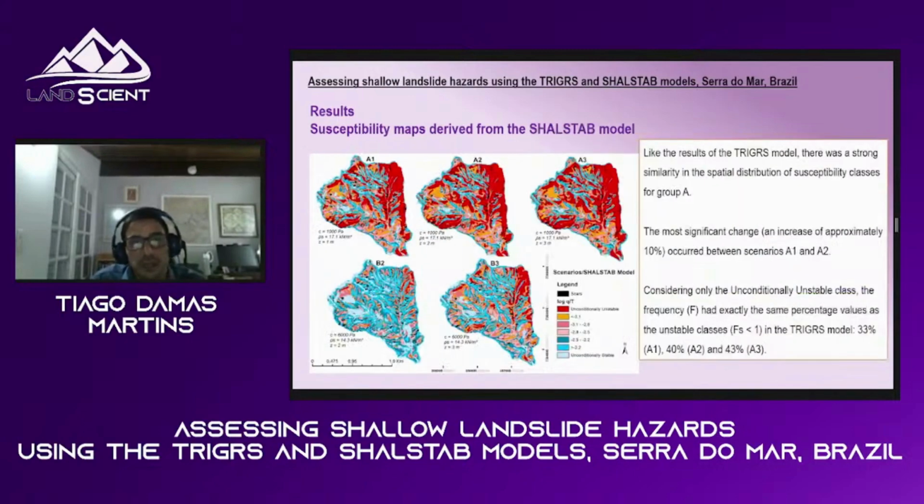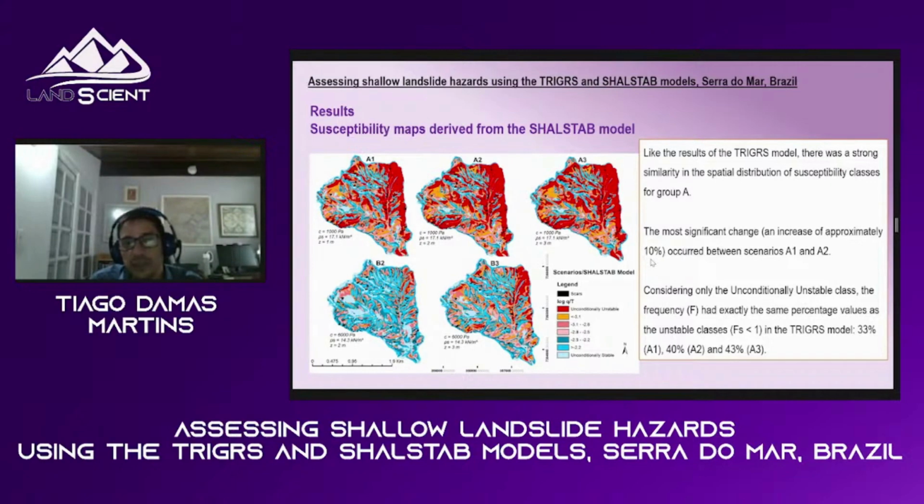So in SHALSTAB, one of the things that calls attention is the amount of red on the unconditionally unstable areas in the first 3 scenarios. Like the results of the TRIGRS model, there was a strong similarity in the spatial distribution of susceptibility class for group A. The most significant change, an increase of nearly 10%, occurred between scenarios A1 and A2.